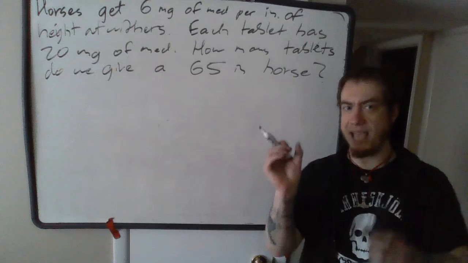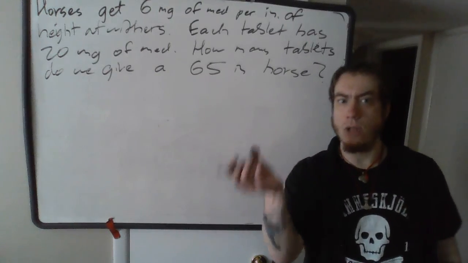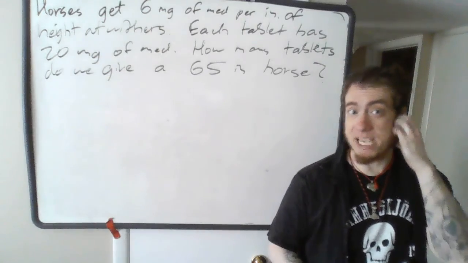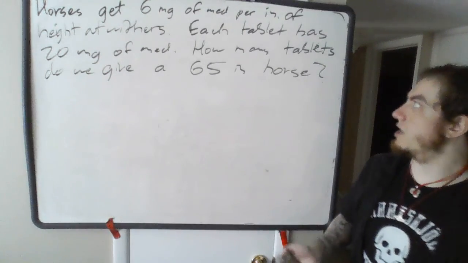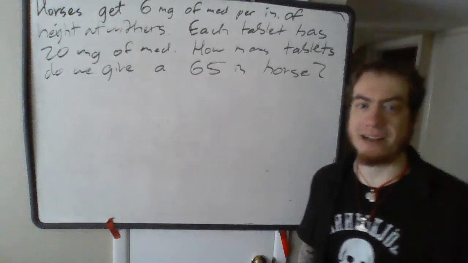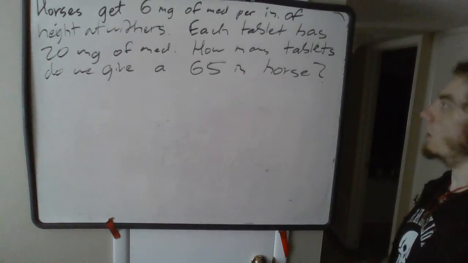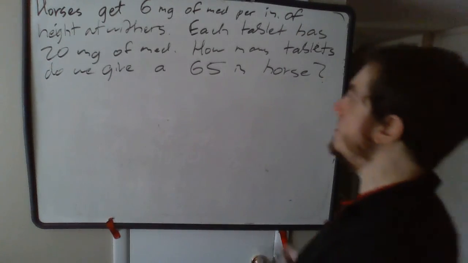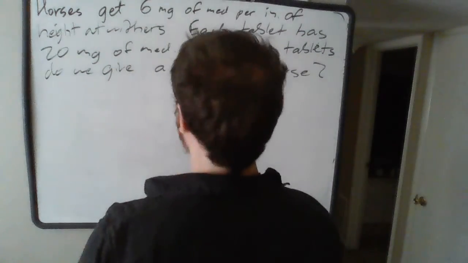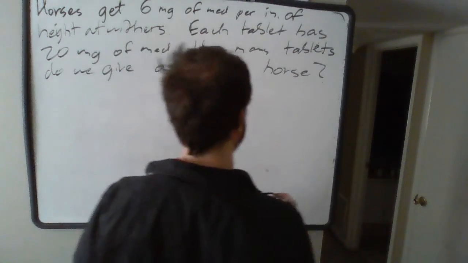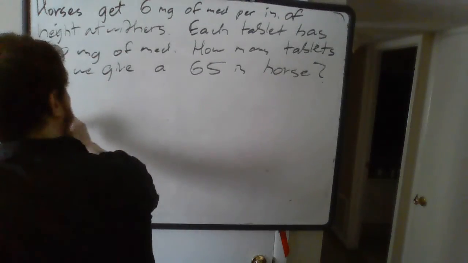A tablet is a specific physical object. I can count the number of tablets I have. So yeah, tablets are actually a unit. Of course, they're not a standardized unit, but for our purposes, they basically act like a unit. Okay, that was a long way of saying treat tablets like units in this problem. So we want to start with our inches of horse height, or height at the withers.